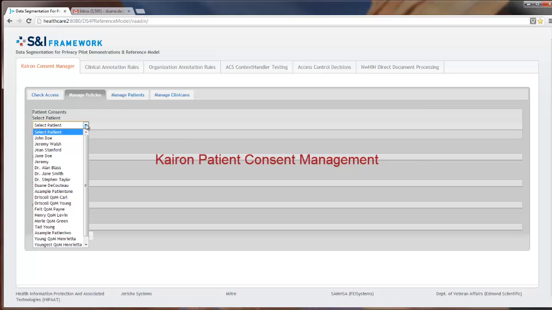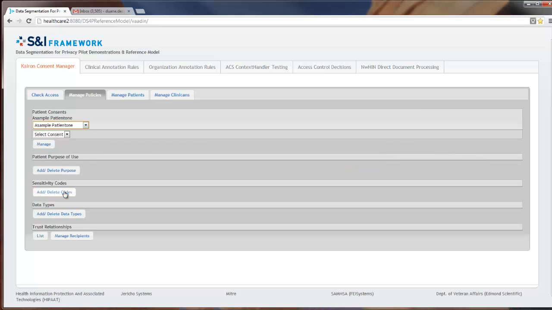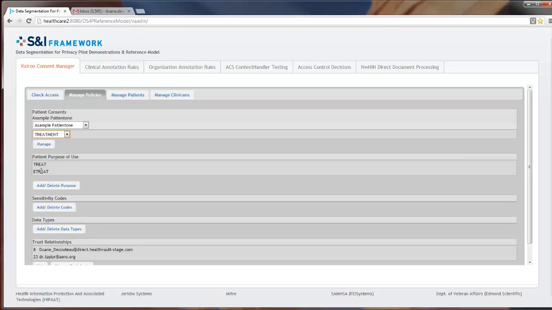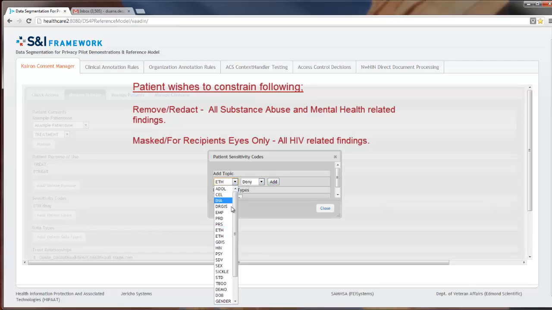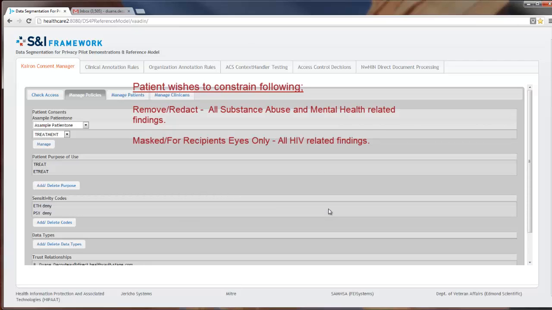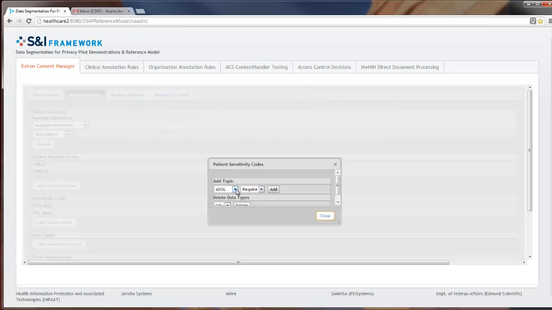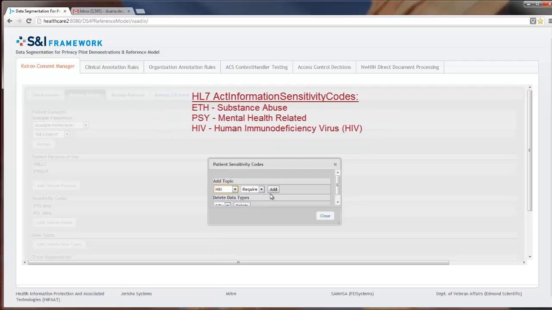Welcome back. In our previous use case demonstration, the patient created a consent directive authorizing sharing of all information to a specific set of providers for purpose of treatment. In this use case, share partial, the patient wishes to redact all findings of past substance abuse and mental health related issues. Additionally, the patient authorizes the release of all HIV findings to a specific group of providers.